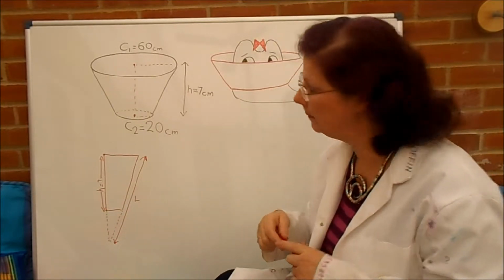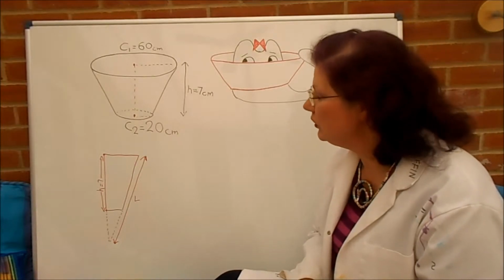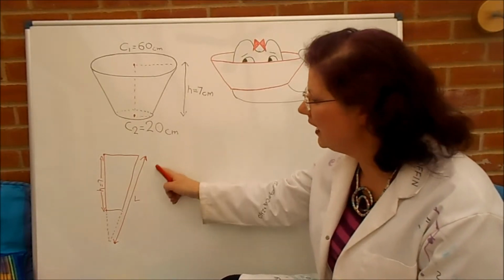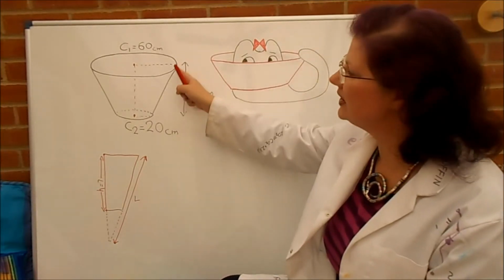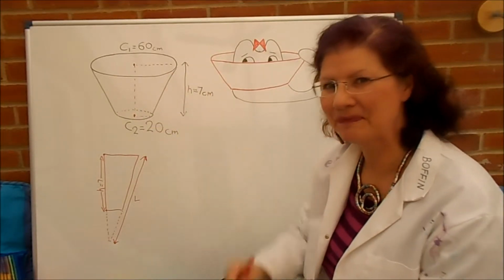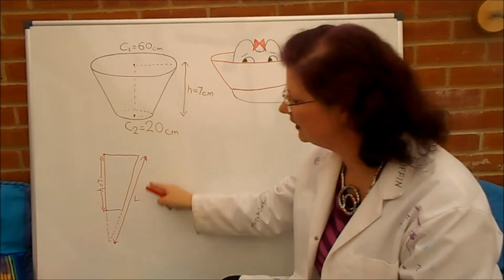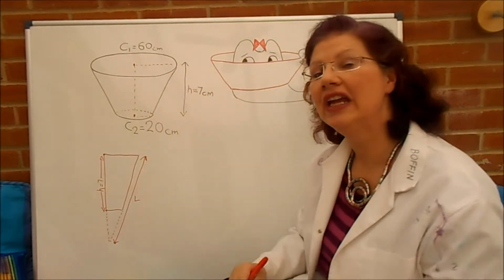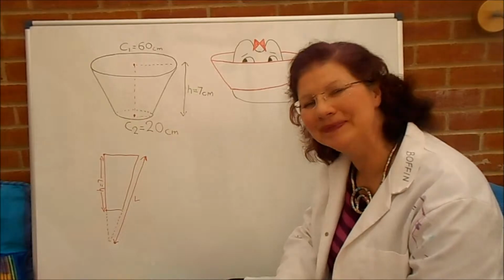if it were there. Okay. So what you've got to do on here is please work out L, which is the slant height of the cone if it were all there. Okay, so we want the slant height of the cone if all the cone were there. Okay, off you go.